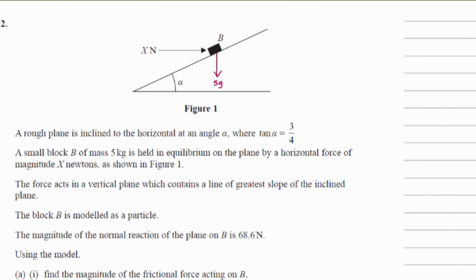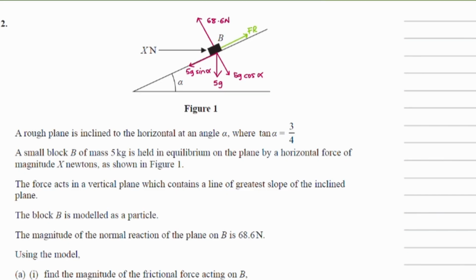To find the components which are perpendicular and parallel to the plane, we would resolve this as being 5g cosine alpha perpendicular to the plane, and parallel to the plane, this would be 5g sine alpha. We then have the reaction force which will work on B going upwards, and that is 68.6 newtons. We then have the frictional force acting on B. However, because we do not know the direction, for now we can just put it going up the slope. And once we do our calculations, we will know what direction it's acting in.